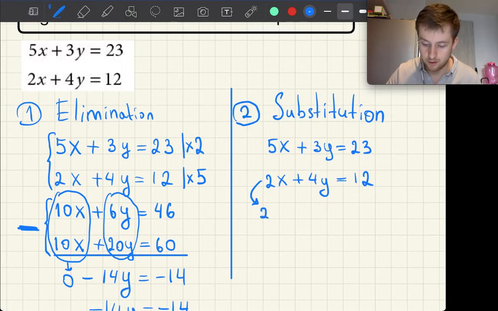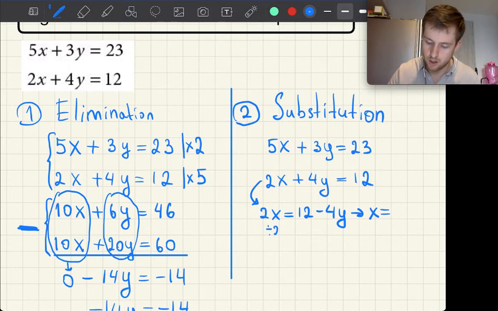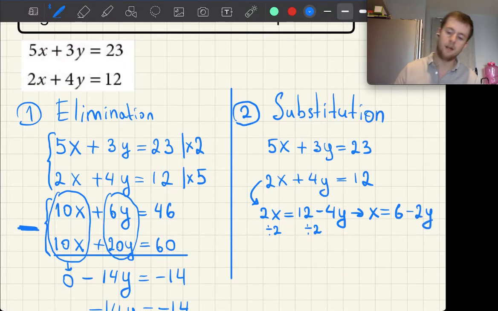So let's make it 2x equals 12 minus 4y, right? And then this way x would be equal to, we have to divide everything by 2. So x is going to be equal to 6 minus 2y. x equals 6 minus 2y. What do we do with this?